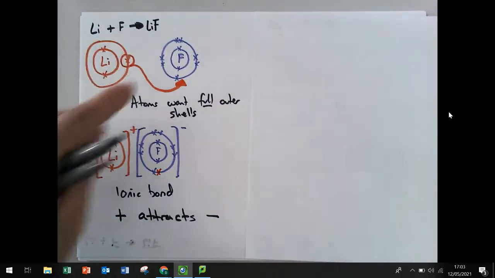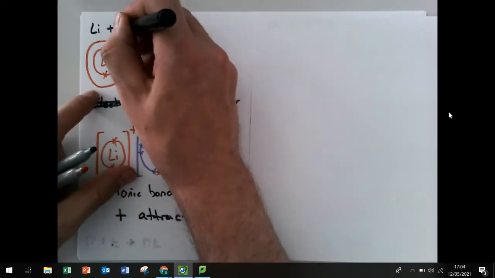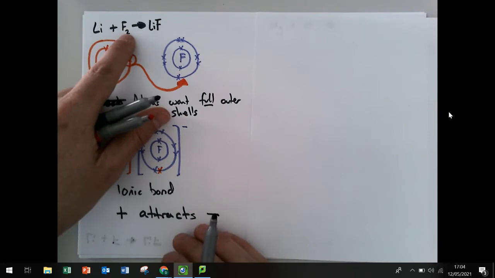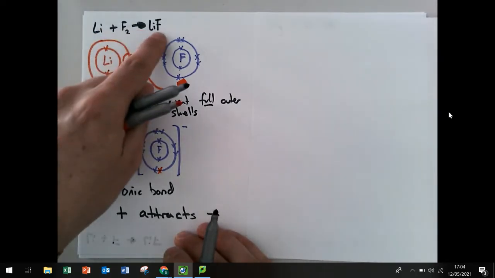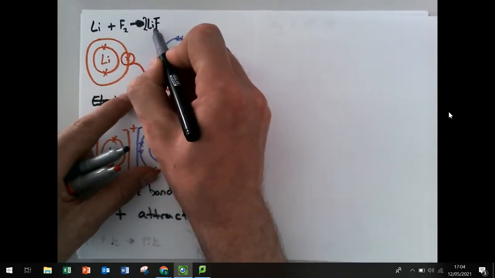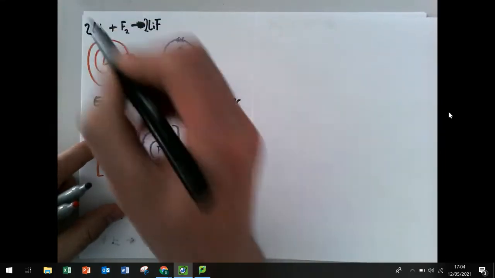Now, if we're going to do this 100% properly, we should know that fluorine always comes in pairs. So actually, we should write this. And we could also balance it. So there's 2 here. There's only 1 fluorine here. So we should put a 2 here. So now there's 2 fluorine. There's also 2 lithium. So we could actually write a 2 here to balance this.